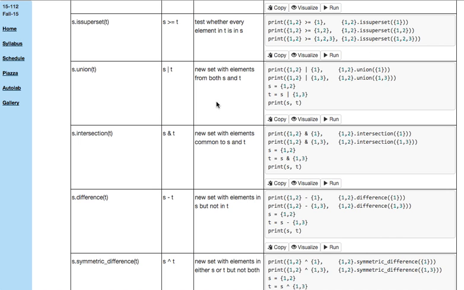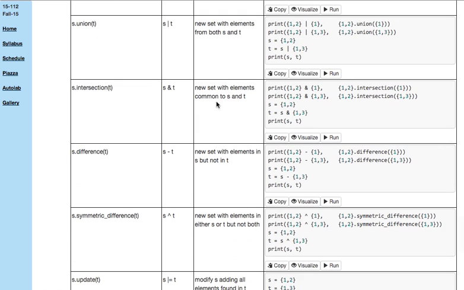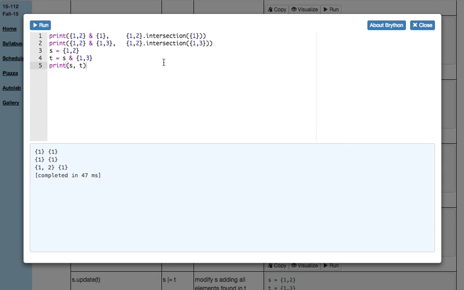Okay, so intersection gives you a new set with the elements that are common to both sets that you're comparing. So here when we take the intersection of {1, 2} and {1}, we just get 1 back. The same thing happens when we take the intersection of {1, 2} and {1, 3}, we just get 1. And then we're doing sort of a similar thing down here, just showing you that S is not modified, and T is that new set that is the intersection of {1, 2} and {1, 3}, which happens to be 1.